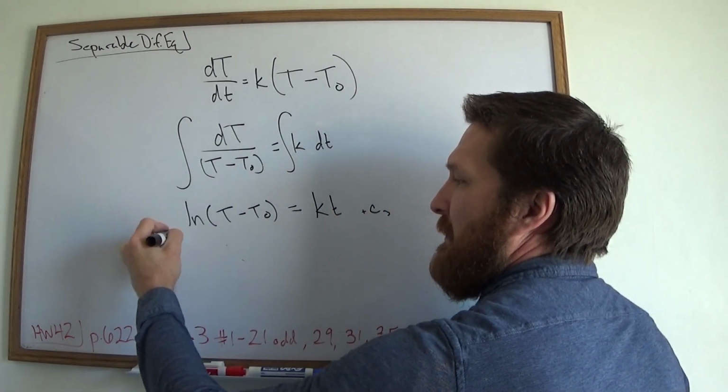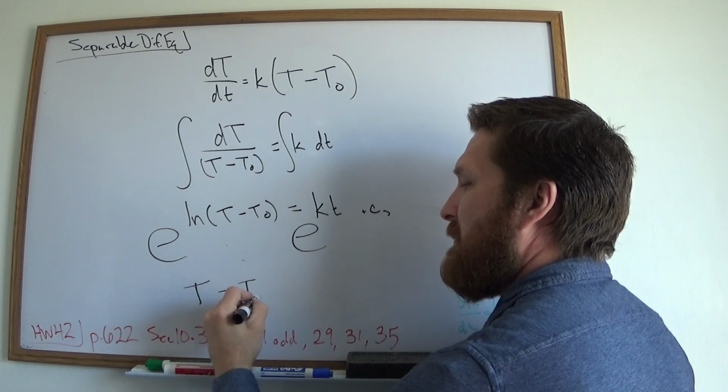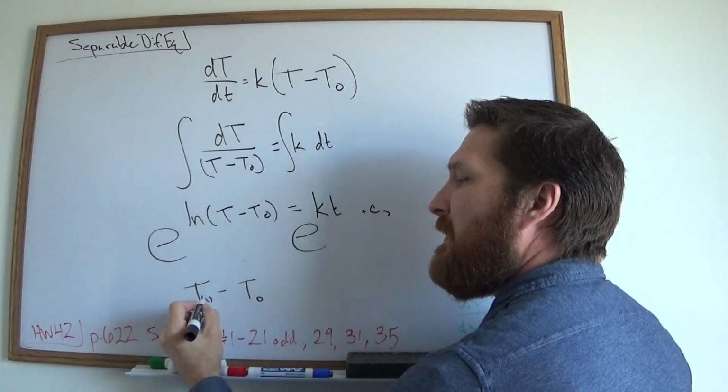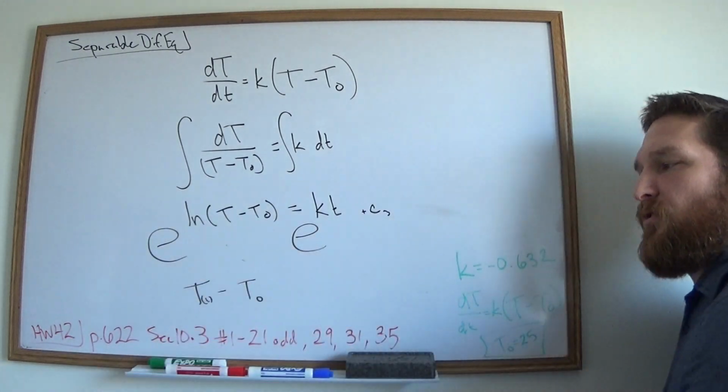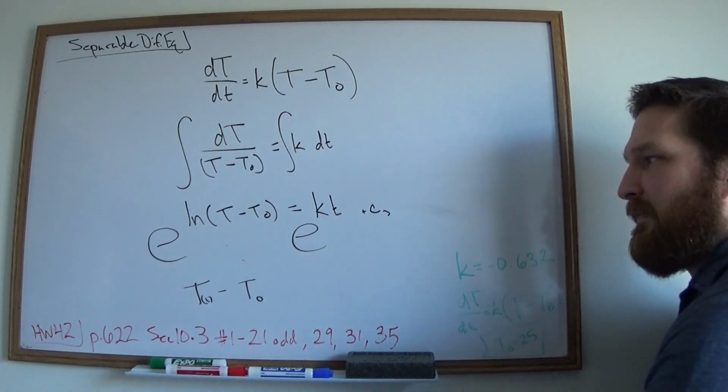E of both sides. That makes this guy pop out. T minus T0. And remember, the T is a T of t, and the T0 was just 25. So it's just a number. So we're just going to leave it like that.